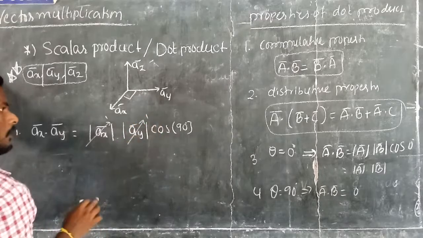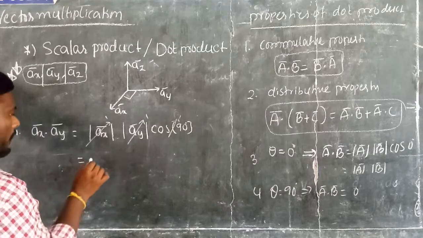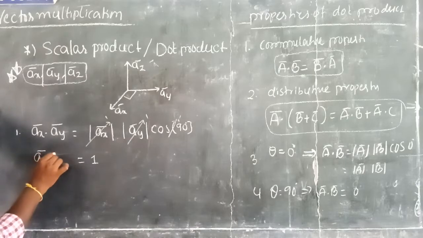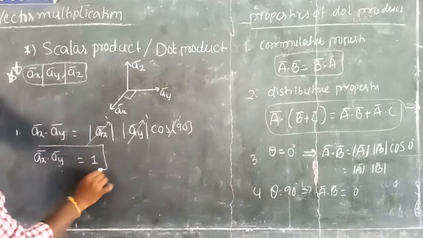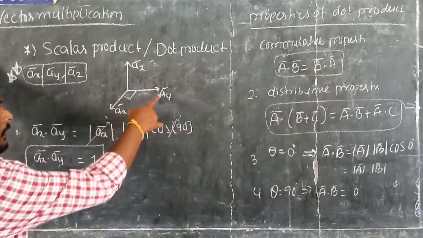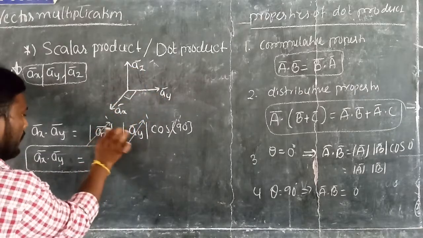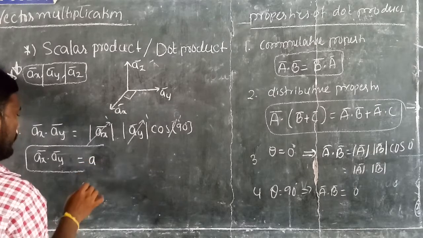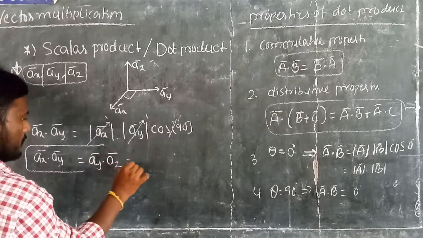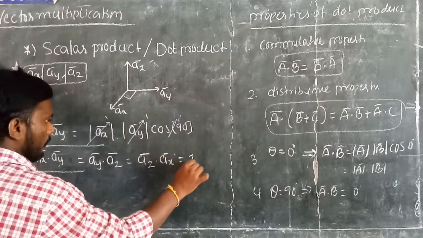Magnitude of a unit vector is equal to 1. So cos 90 is equal to 1. That means the dot product between different unit vectors results in 1. The conclusion is, if you do the dot product between any different unit vectors, you will get the same result, that is 1. So here I calculated Ax bar dot Ay bar. If you calculate Ay bar and Az bar also, you will get 1. That means finally I can write the dot product between different unit vectors, Ay bar dot Az bar, which is also equal to Az bar dot Ax bar, equal to 1.